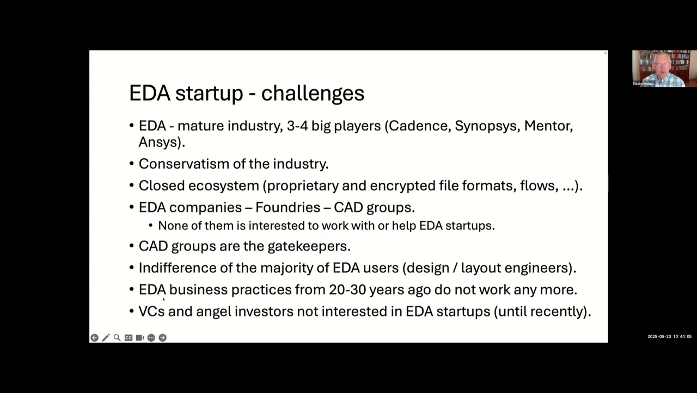Also, the EDA field has changed drastically over the last 20, 30 years. So the practices and the typical approaches to how to build a business have changed, and old approaches don't work anymore. Another difficulty is that venture capital and angel investors are not that interested in working with EDA startups because they think it's very low-reward investment.